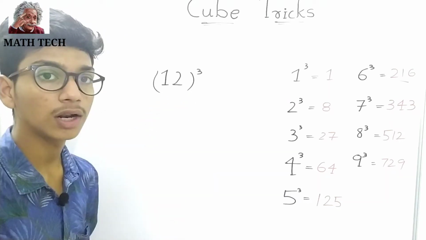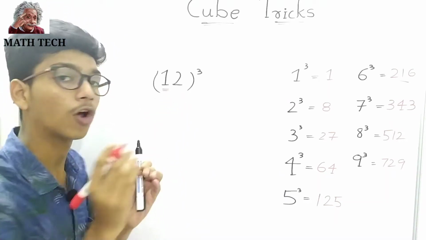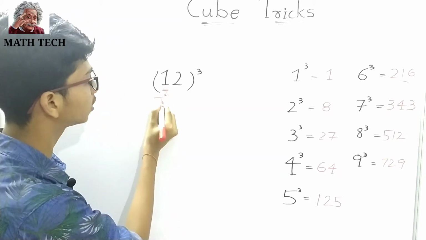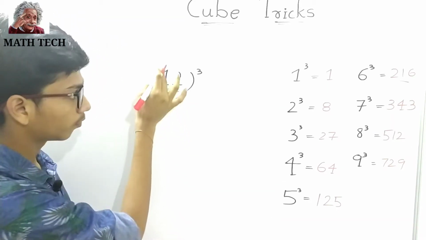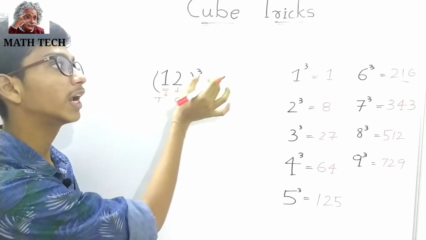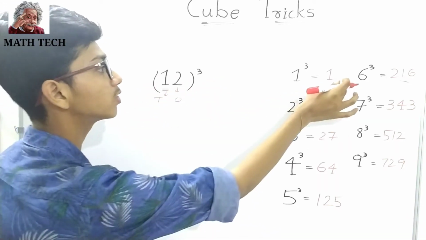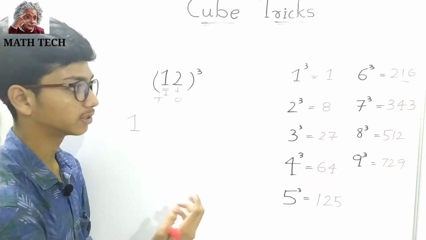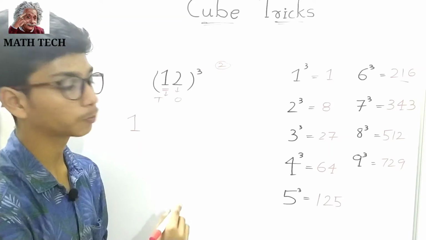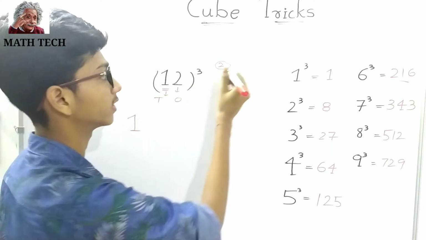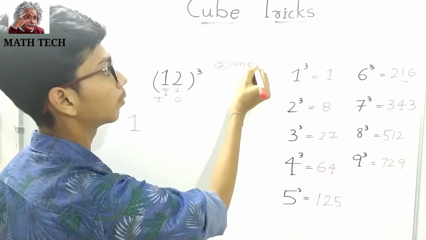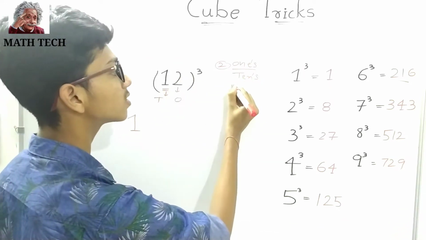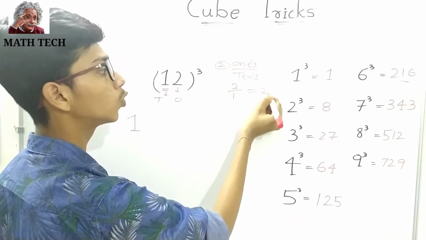If we consider 12, follow the steps. First, choose the tens digit term. This is the tens digit term, and this is the ones digit term. Find the cube of the tens digit term, that is 1. 1 cube is 1. Step 2 is to find the ratio of ones and tens, ones place by tens place. 2 by 1 is equal to 2.